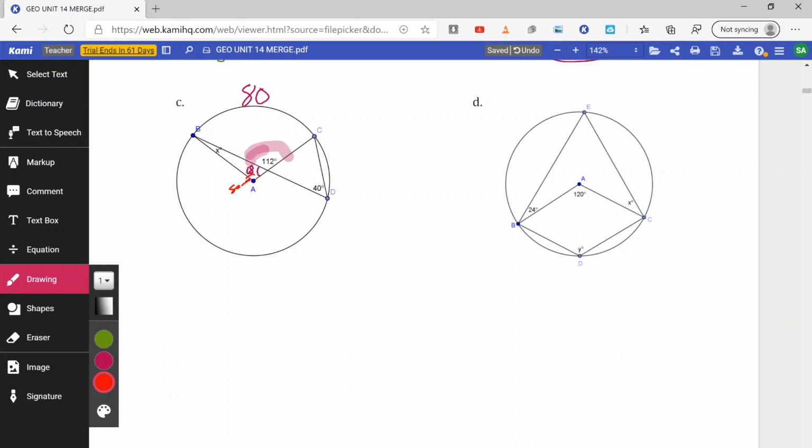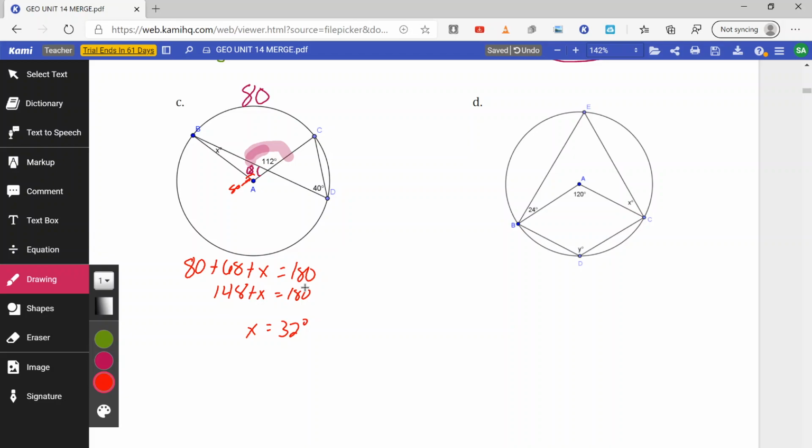So here we have this triangle where angle measurement of 80, 68, and x is going to give me 180. So 148 plus x gives me 180. And then I subtract 148 and I get x equals 32 degrees.